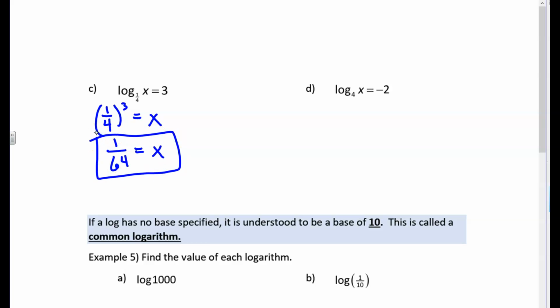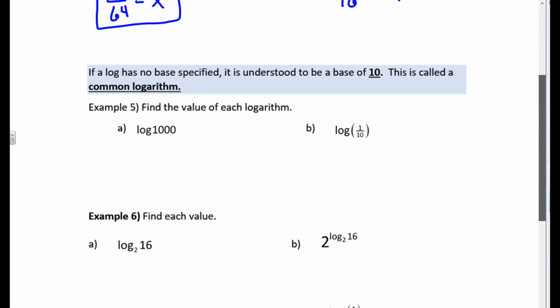Log base 4 of x equals -2. I'm going to flip it into exponential form. 4 to the -2 equals x. Well, 4 to the -2 is 1/16. That must be my value of x.